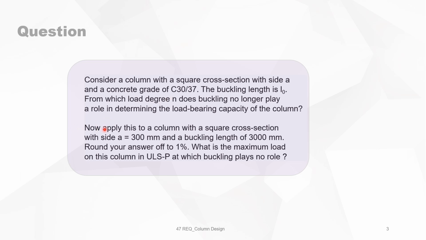Now apply this to a column with a square cross-section, side A is 300 millimeters, and a buckling length of 3 meters. Round your answer up to 1%. What is the maximum load on this column in ULS persistent at which buckling plays no role?